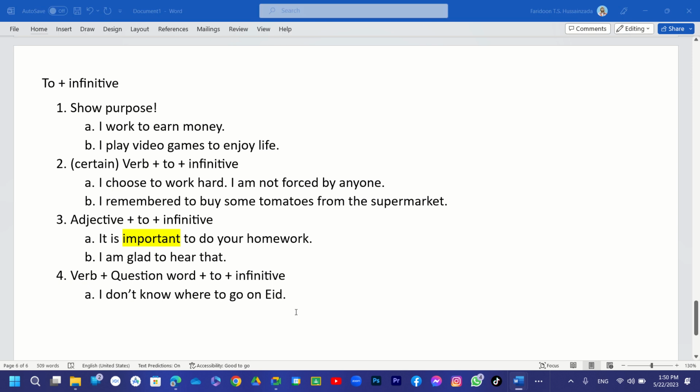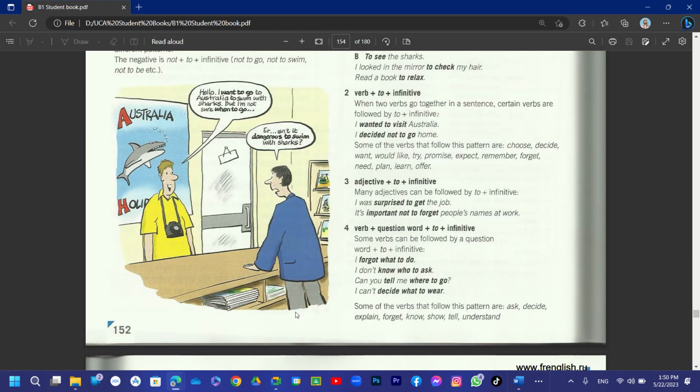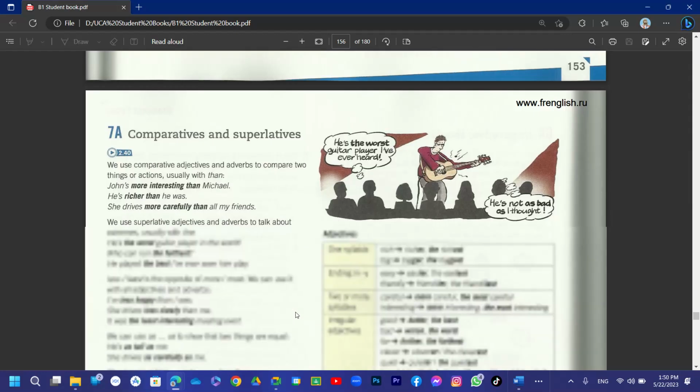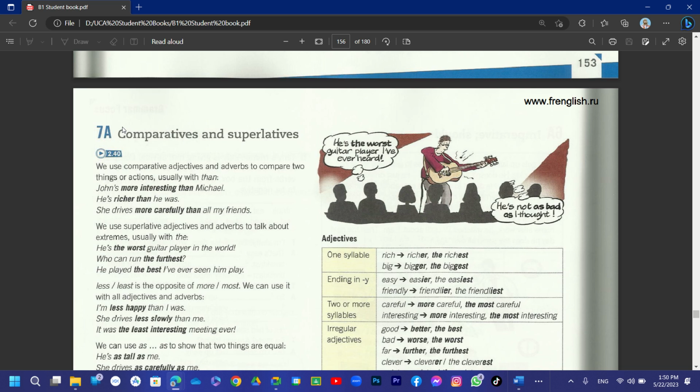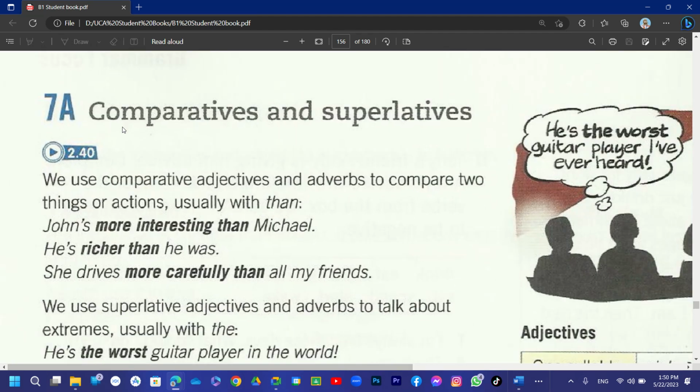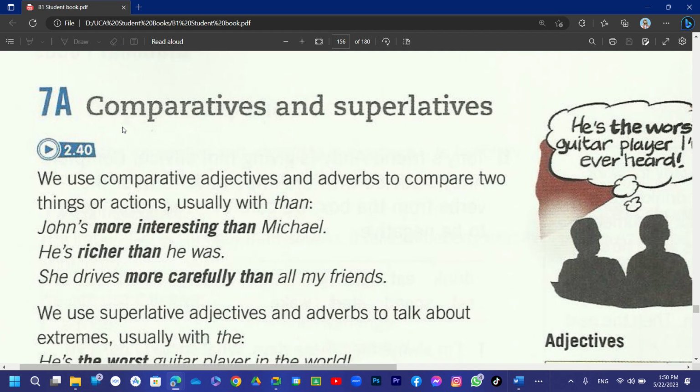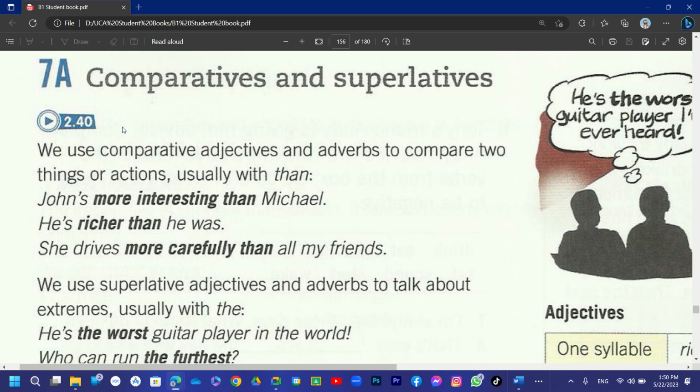Very good. Okay, so let's continue and check this one. Now this one is a bit longer, so let's see what it is. This one is the comparatives and superlatives. The comparatives and superlatives of adjectives and adverbs are very common in English. So first, we're going to start with the comparative.